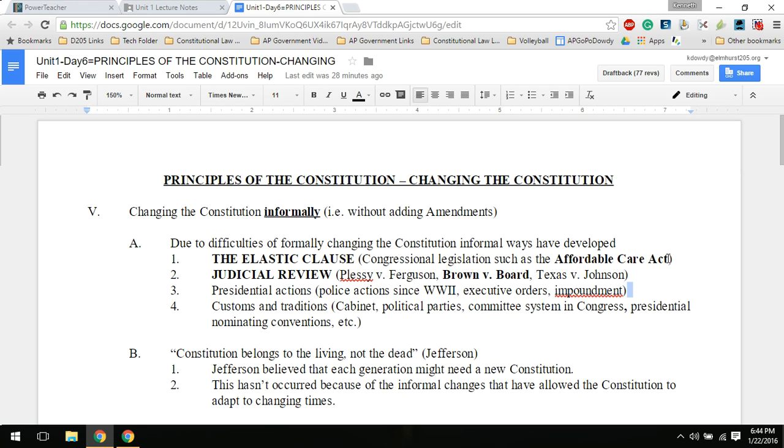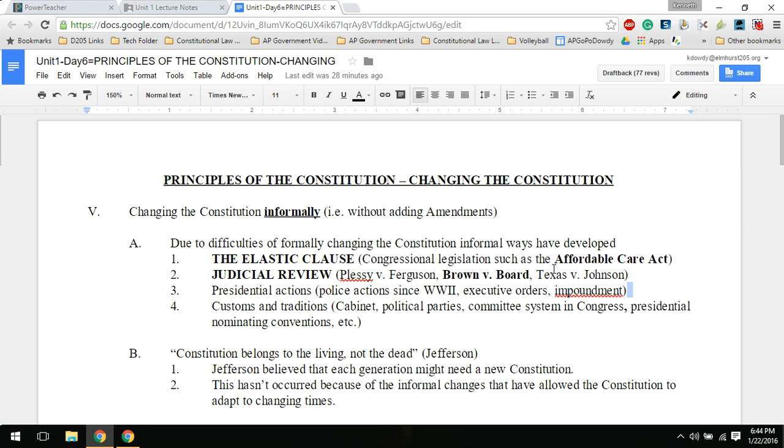So with every decision the court makes, they are further defining what pieces of the Constitution mean in regards to the role of government and in regards to the rights of citizens in this democracy. Judicial review, established by Marbury v. Madison, is certainly one of the more significant informal powers of our government.